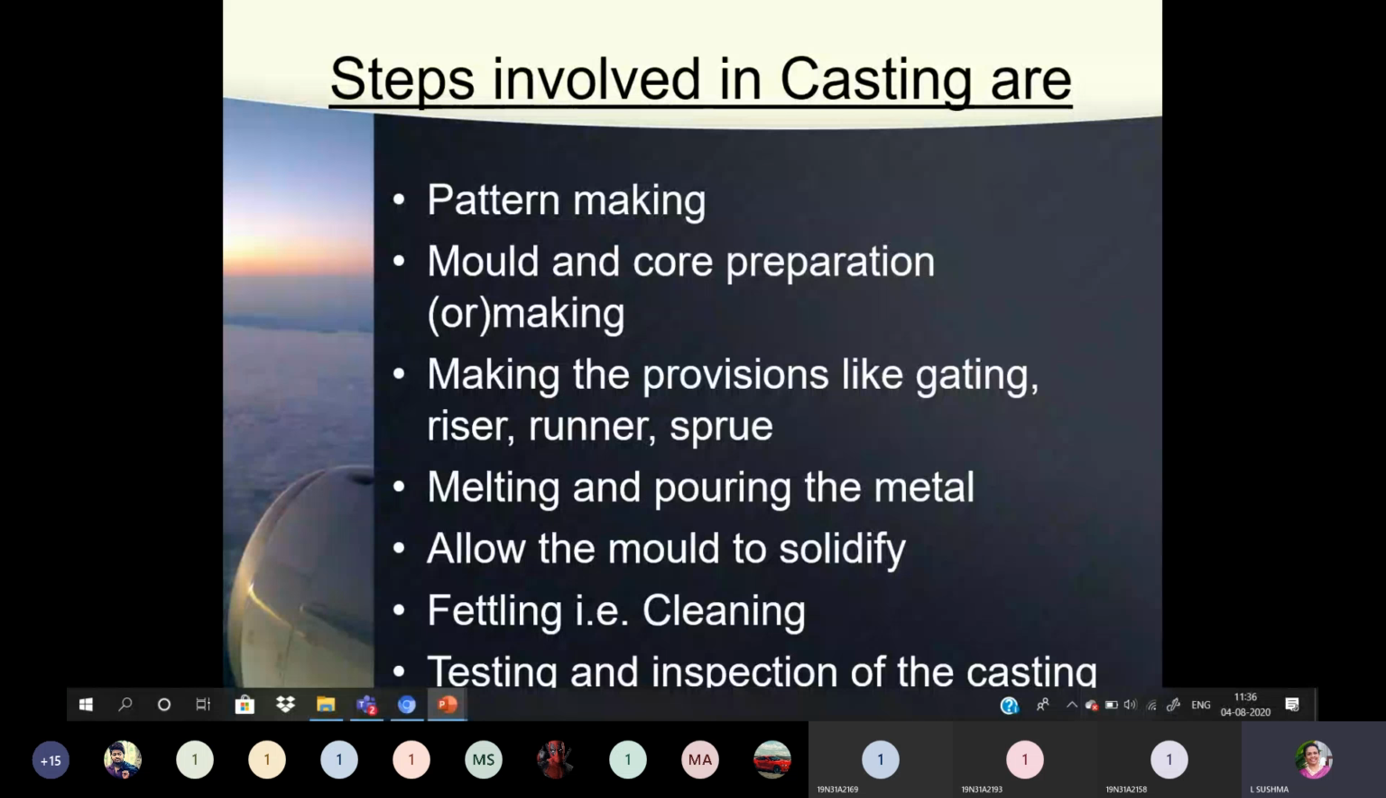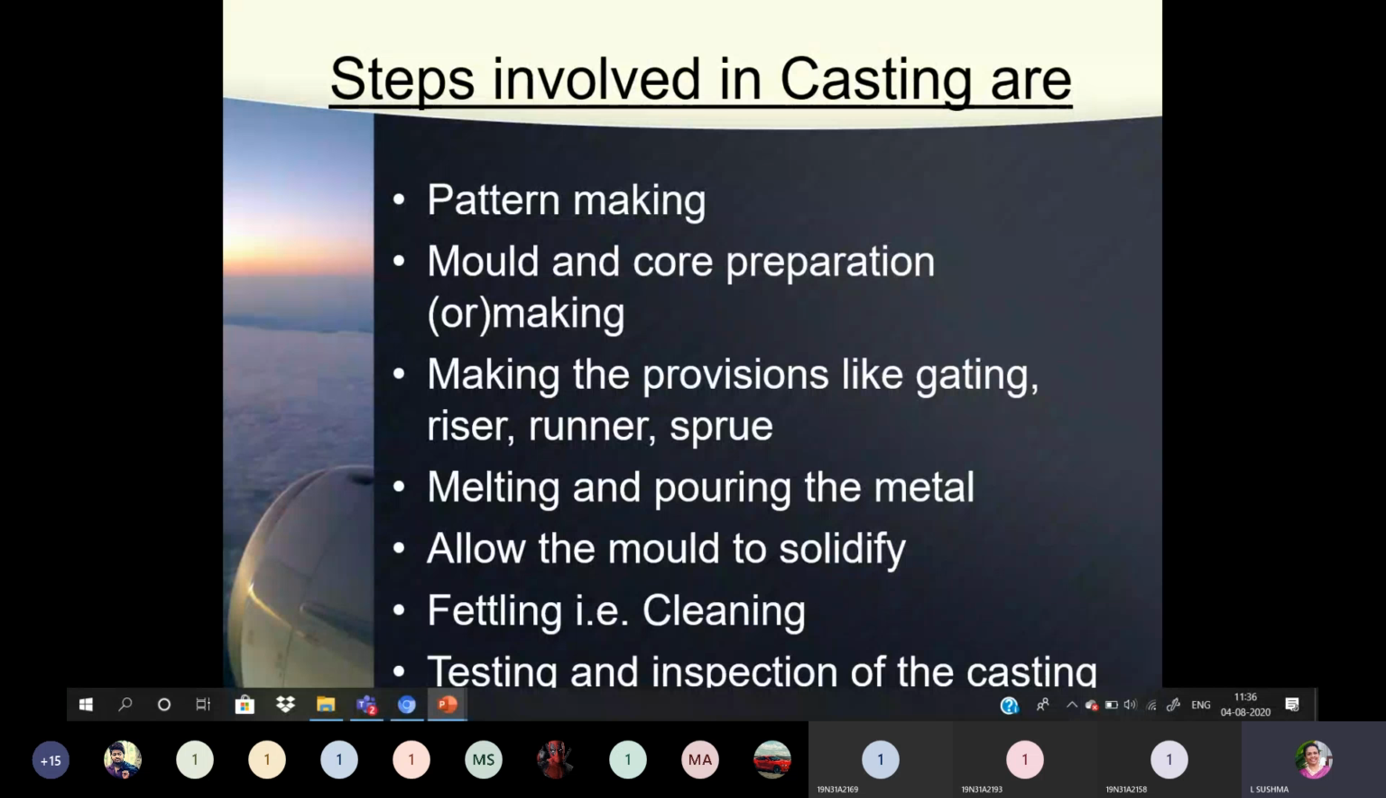Okay, so the mold is already a hollow shape, but after solidification the metal will be a solid section only. In that solid section, if you want some holes or other features, you will use cores. Okay, and the next one is the gating system.